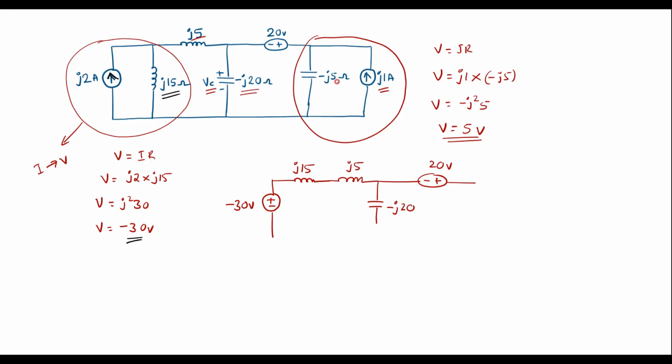So here this minus J5 will come in series. This is minus J5 and current source is replaced by voltage source. So this end is head. So it will be positive, negative, that is 5 volt. So this is the reduced circuit.